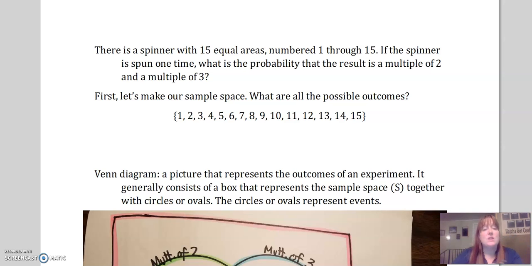So let's do that. So first things first, what's our sample space? Remember, sample space is all of the possible outcomes that we have. So all of our possible outcomes are the numbers 1 through 15. So then the easiest way to do this is to draw a Venn diagram. And you are like, what? I didn't think we had to do those things in math. We do. Okay. So we draw a Venn diagram to figure out what all of our possible options are.